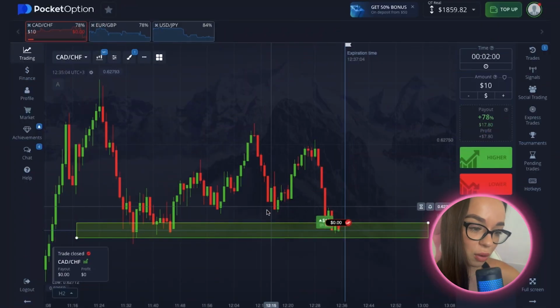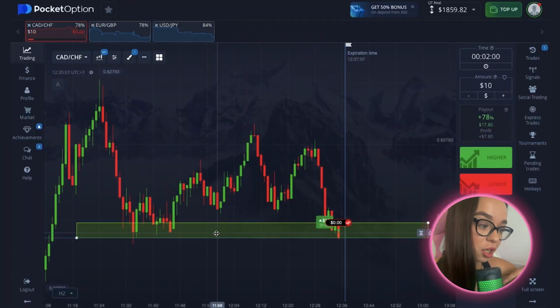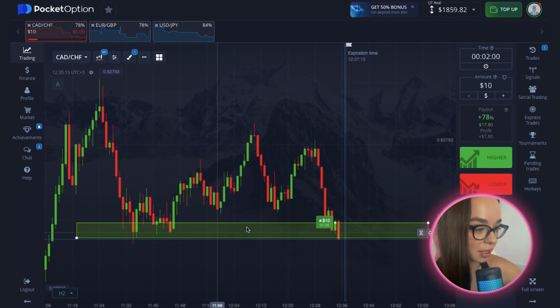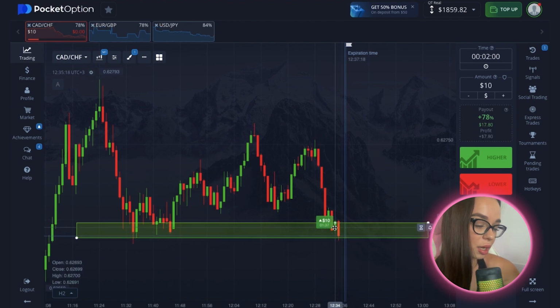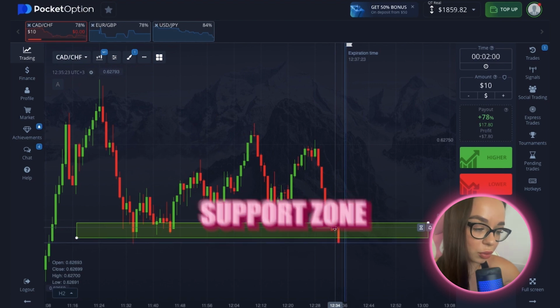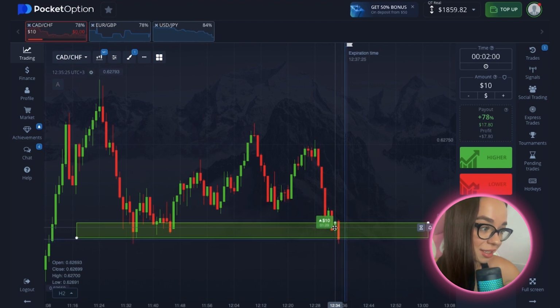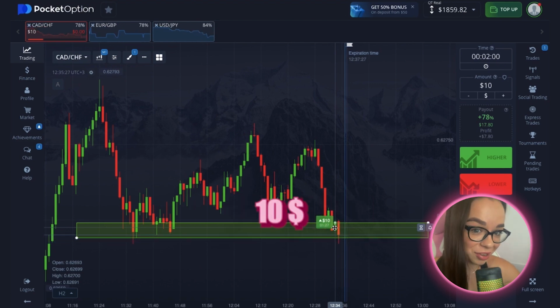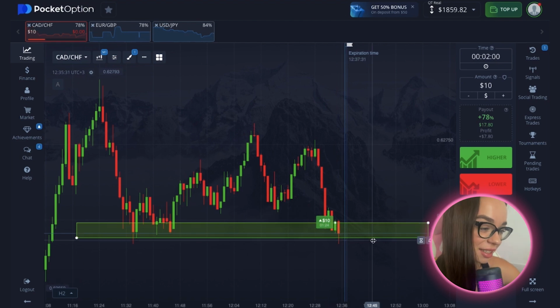So yeah, guys, that was needed because our deal closed and it was an unprofitable one. So that means that I had a bad entry point because the price actually went even further into our support zone. So I opened another deal. I prepared $10 for this deal. So let's hope this deal is going to be a profitable one.